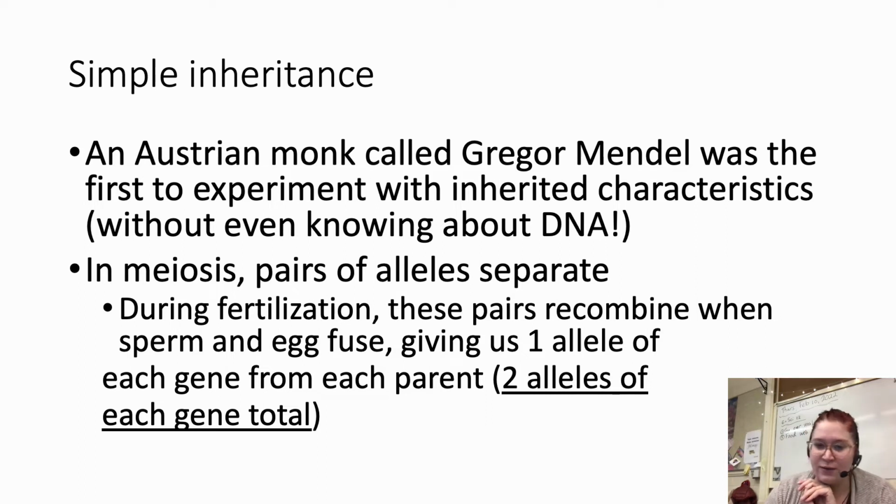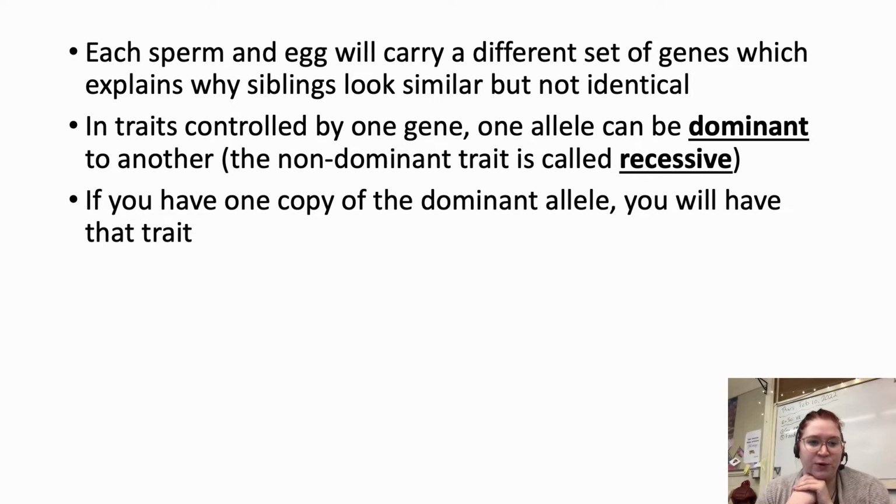So you're writing down anything in this slideshow that's underlined. So write down two alleles of each gene total. Each sperm and egg, or each gamete, will carry a different set of genes, which explains why siblings look similar but not exactly the same, not identical. In traits that are controlled by one gene, one allele can be dominant to another, and the non-dominant trait is called recessive. What this means is that if you have one copy of the dominant allele, it overpowers the recessive one, and you will have whatever that trait is.